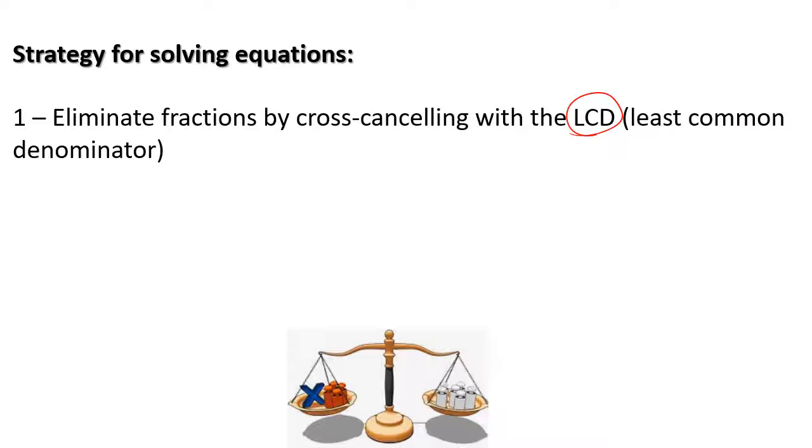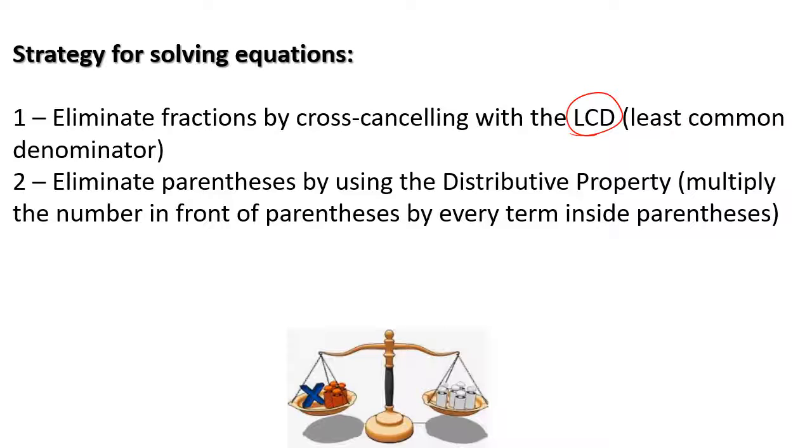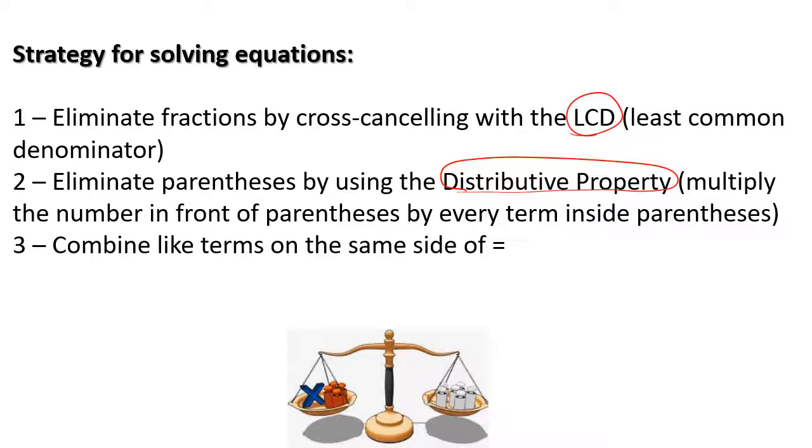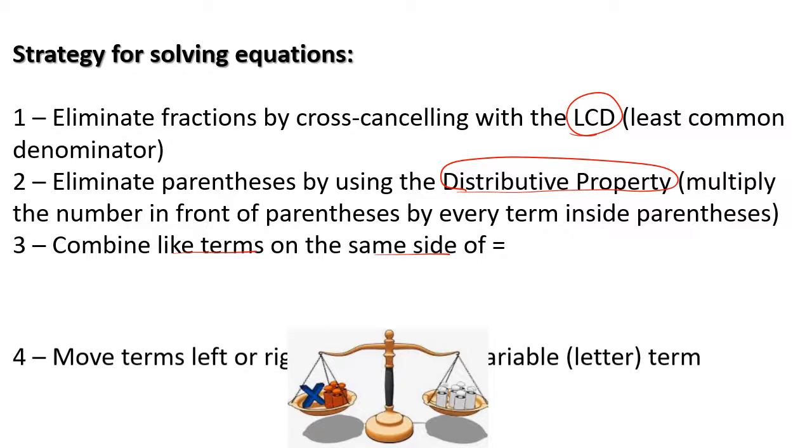I'll demonstrate this later. The second thing is you go ahead and eliminate parentheses using the distributive property. Now the distributive property, as you recall, is when you multiply the number in front of a parentheses by every term inside of the parentheses. The third thing to do, just to make it more efficient, would be combine like terms that are on the same side of an equation.